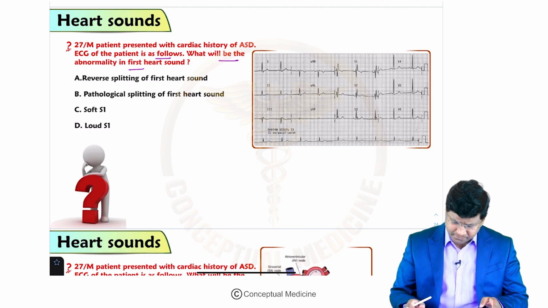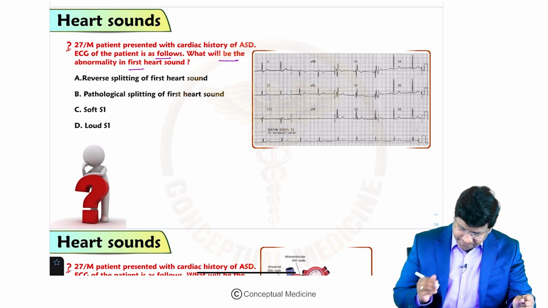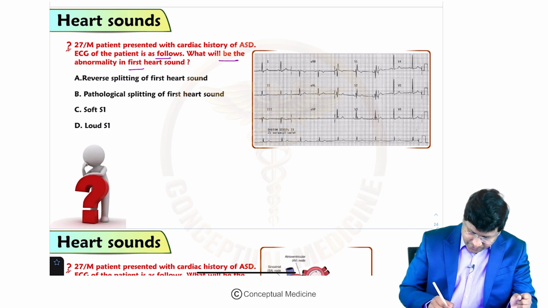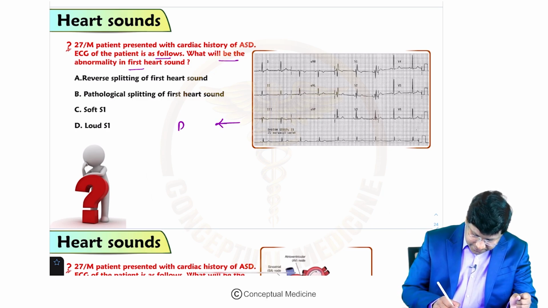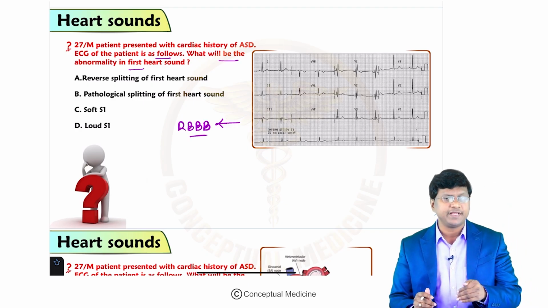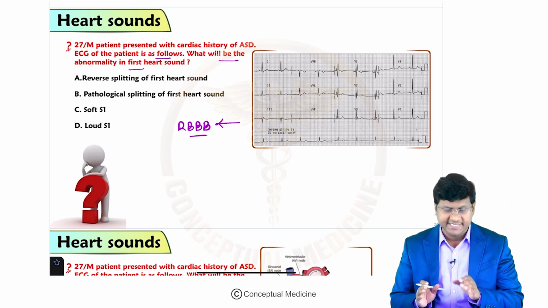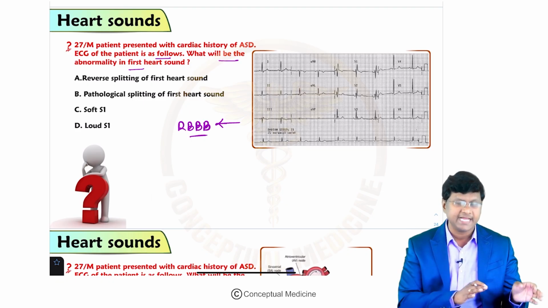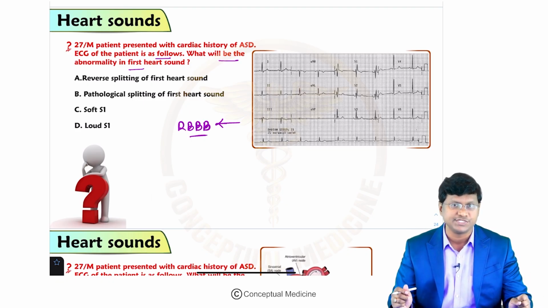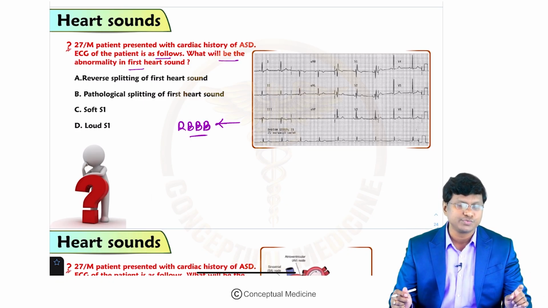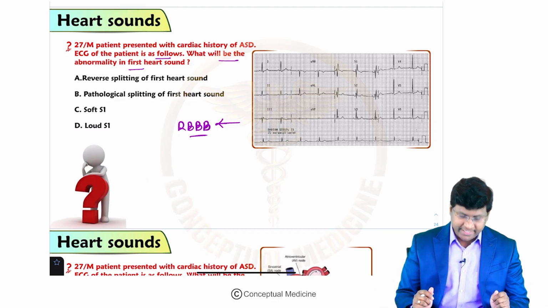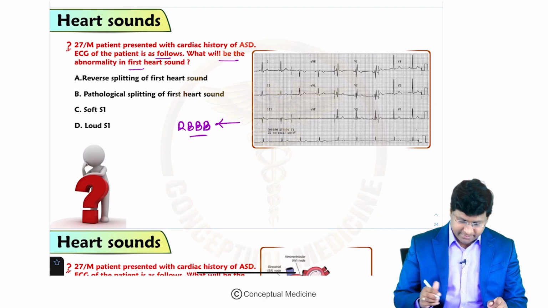So, if you observe the ECG, it is suggestive of right bundle branch block. Right? And how are you able to tell it is a right bundle branch block? ECG in detail I have discussed in the section of the ECG, right? So please go through those videos of the ECG, right? They are very, very important. So how are you able to tell that it is an ECG of right bundle branch block?